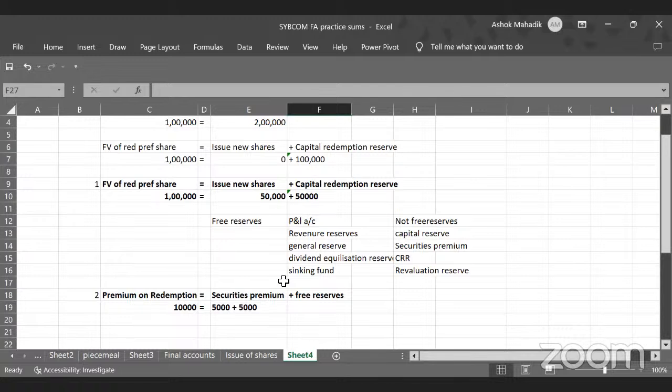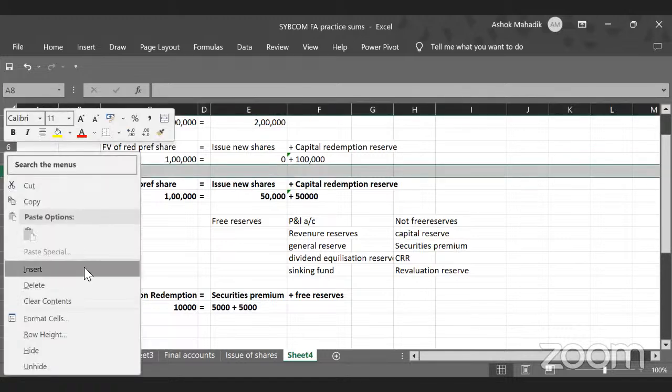redemption of preference shares. In that, two entries will be there. One, redemption becomes due, and redemption made. And then writing off premium on redemption. Clear, students? I'll write here. We'll start with this one. I'll just insert one line here so that I can give them numbers. So it will be convenient for you to remember.